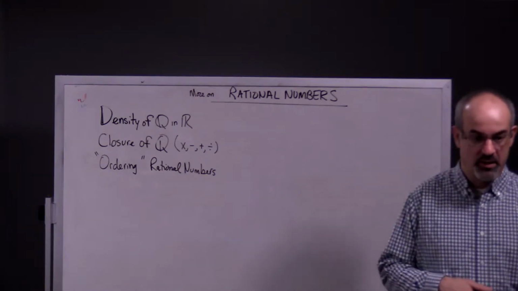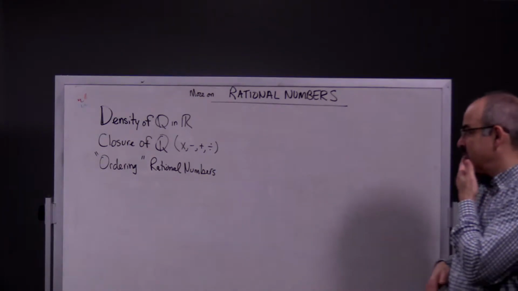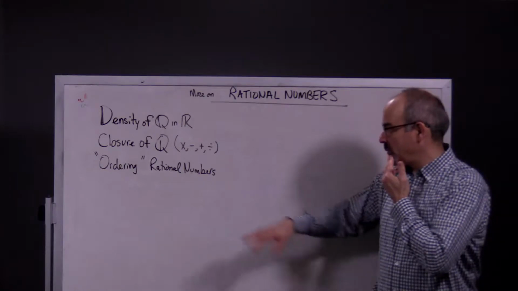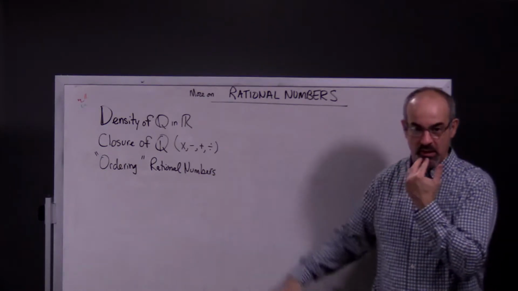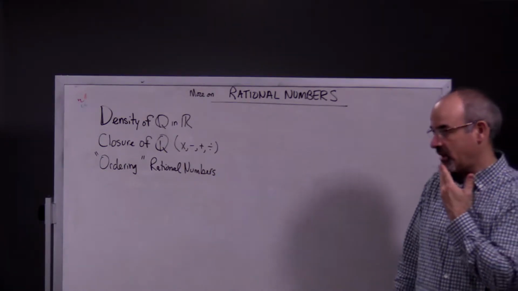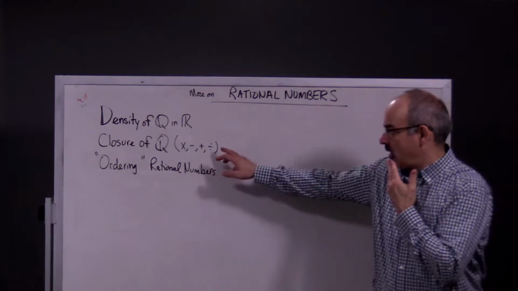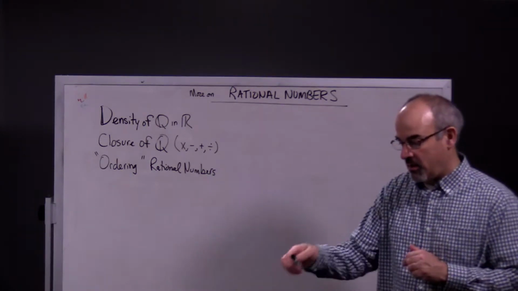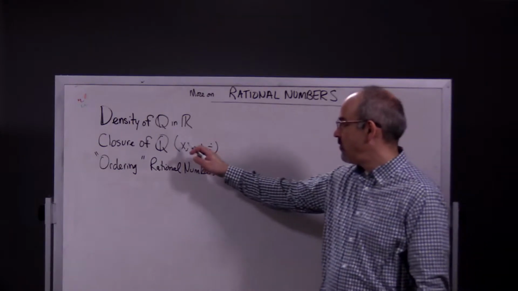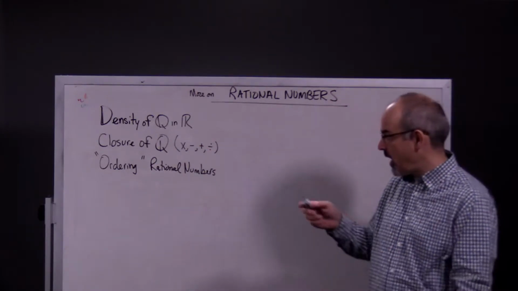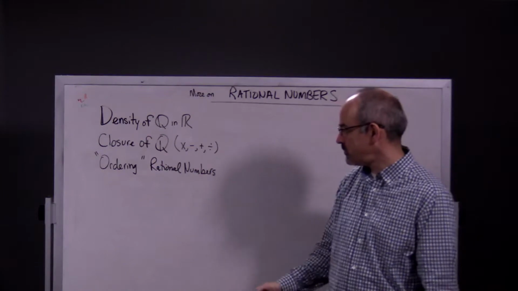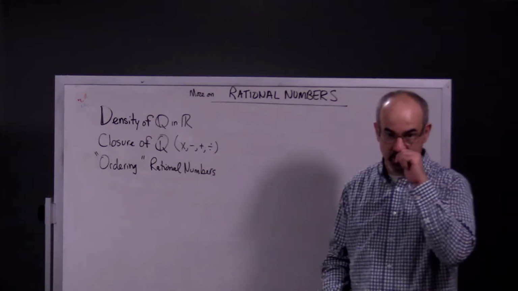Okay, so there's a few things about rational numbers that I didn't discuss in any video prior to this. Right off the bat, I can talk about closure of the set of rational numbers. Rational numbers are closed under all 4 operations.